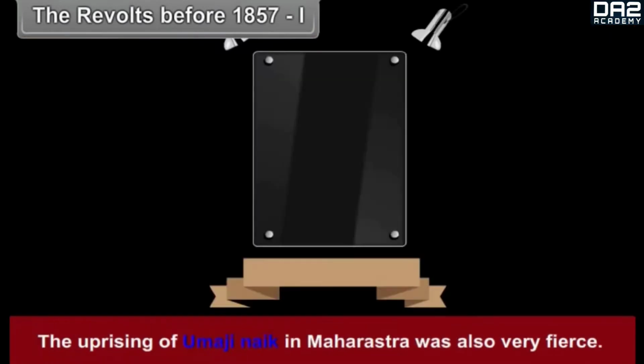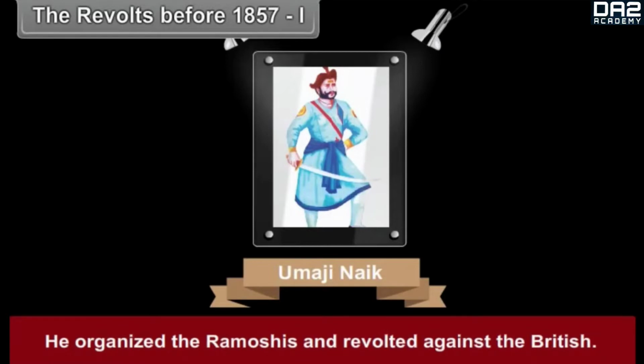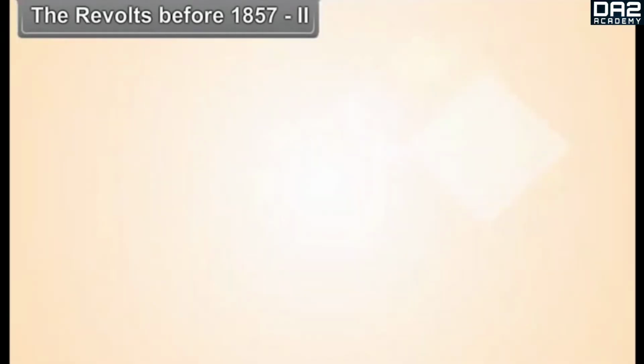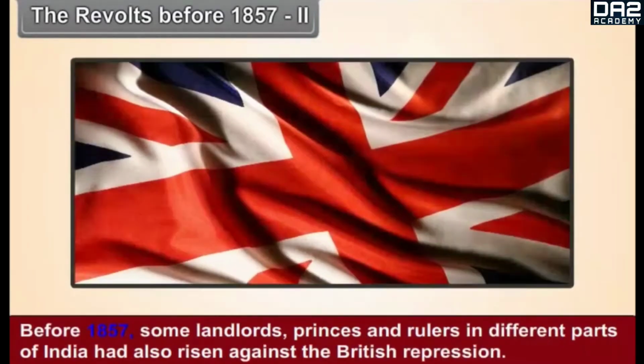The uprising of Umaji Naik in Maharashtra was also very fierce. He organized the Ramoshis and revolted against the British. He issued a proclamation making an appeal to the people to fight against the British and to overthrow their rule. He was hanged in 1832. The Gadkaris in the Kolhapur region and the Fond Sawants in the Konkan revolted against the British. Before 1857, some landlords, princes and rulers in different parts of India had also risen against the British repression.